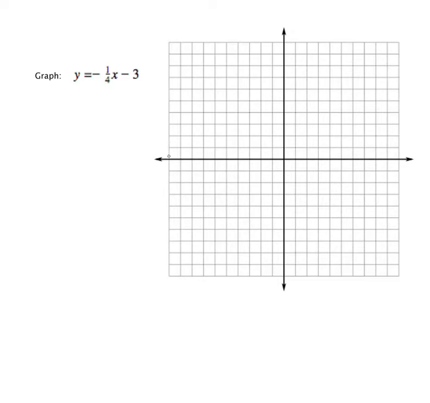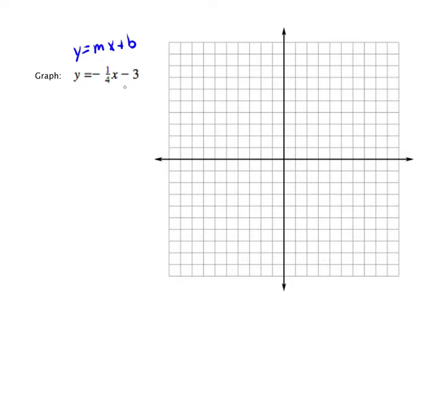For graphing y equals negative 1/4 x minus 3, you will need a ruler and graph paper. If you don't have graph paper and a ruler, you need to pause and go get your graph paper and your ruler. So in our last video that you watched, you heard that it was y equals mx plus b.